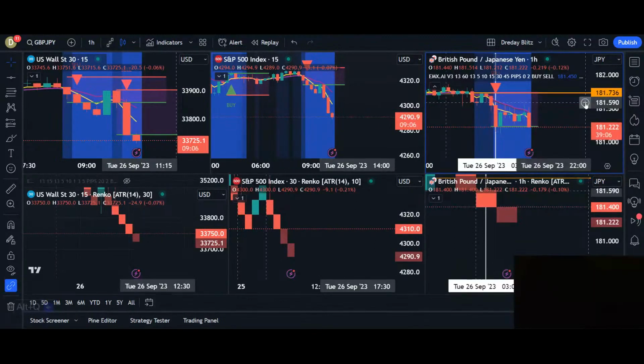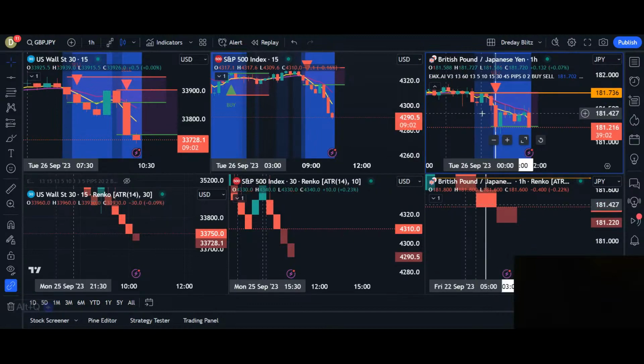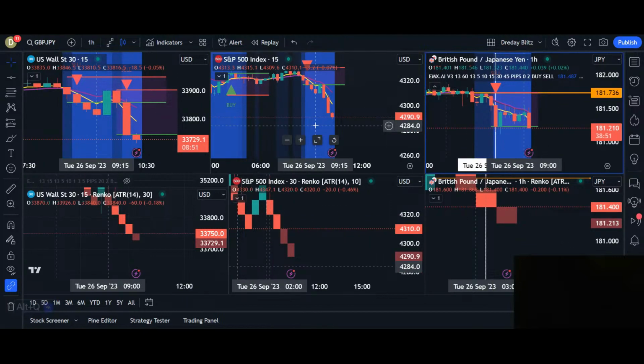And once again, you need to make sure that you put your settings based off of the chart that you're trading on, so you get the optimal entry based off of the time frame that you're looking at.